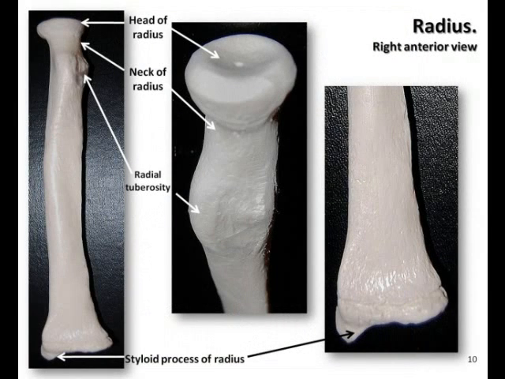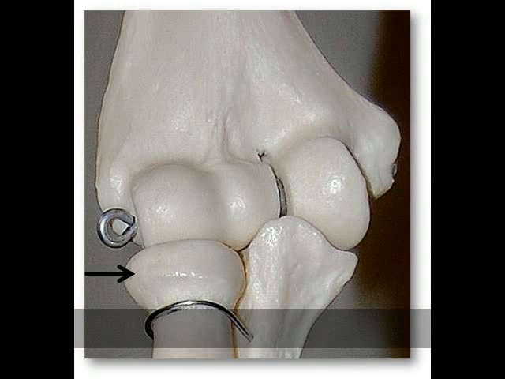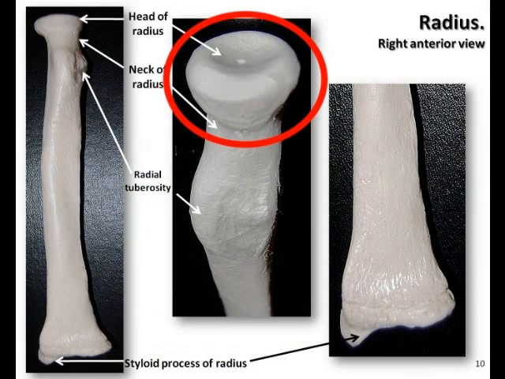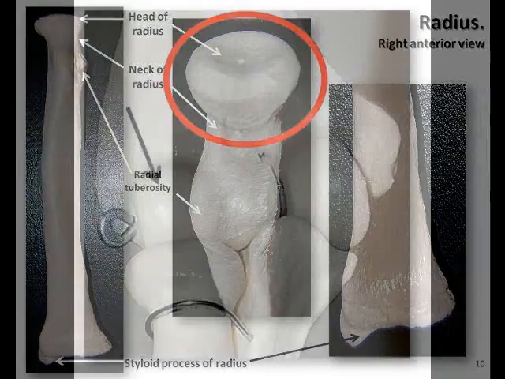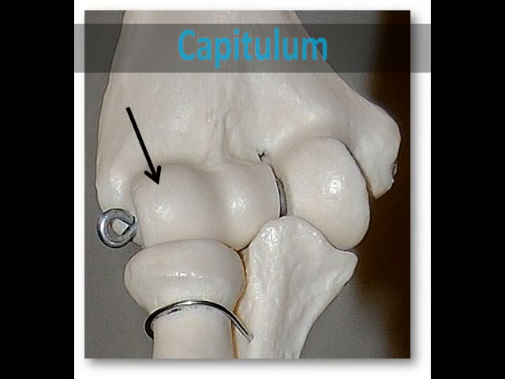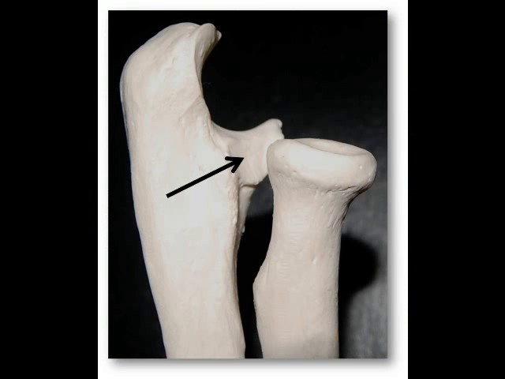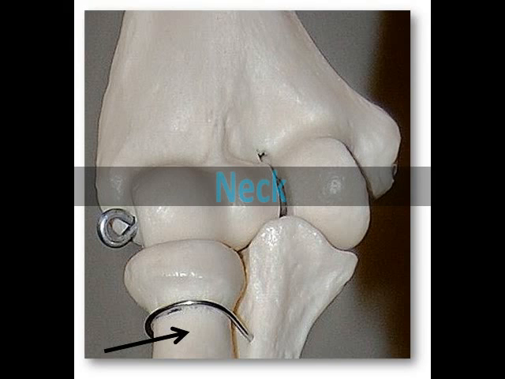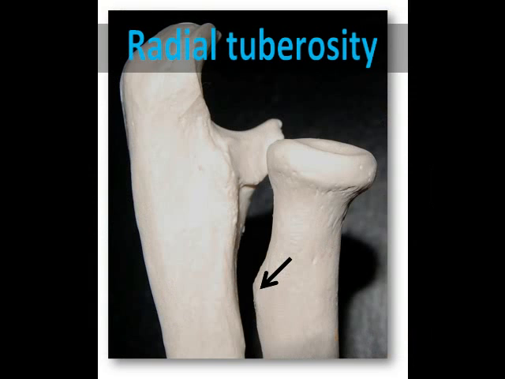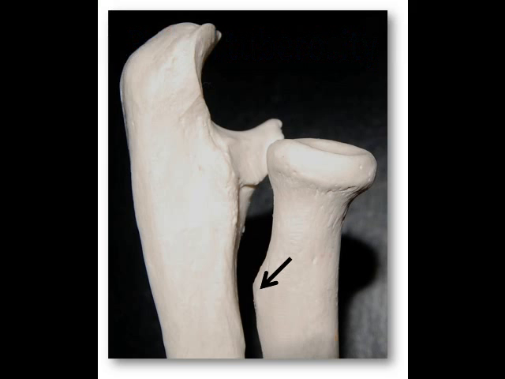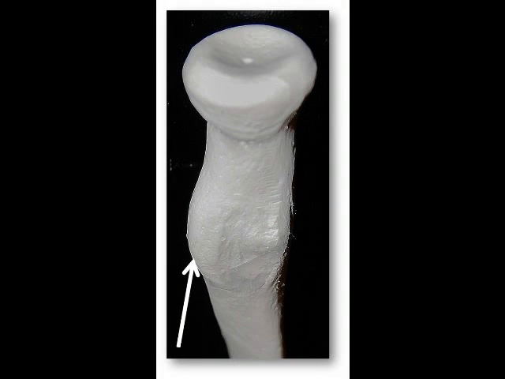Okay, now let's examine the bony landmarks of the radius. The head of the radius is located at the proximal end of the bone. It has a round disc shape that resembles a slightly warped hockey puck. The round head of the radius articulates with the capitulum of the humerus as well as the radial notch of the ulna. Just inferior to the head is the narrow neck of the radius. And just inferior to the neck is the radial tuberosity. This is a rough patch of bone that also serves as an attachment point for the tendons of the biceps brachii muscle.